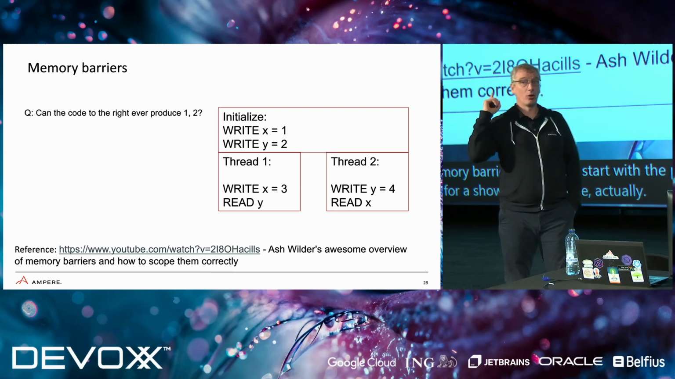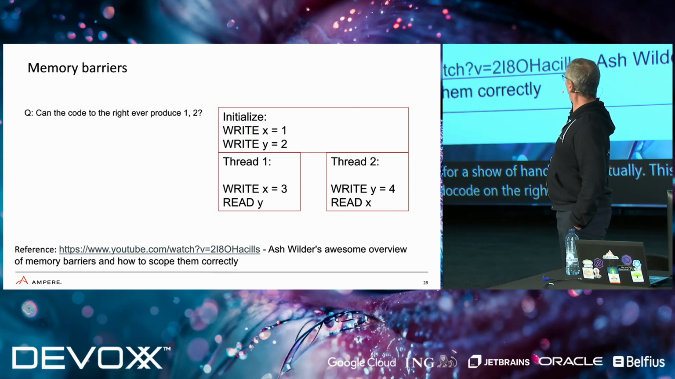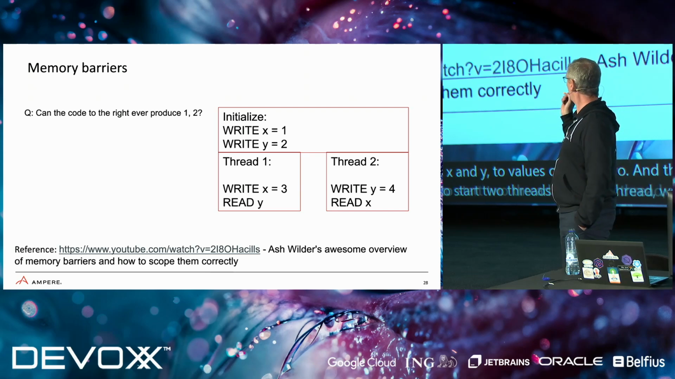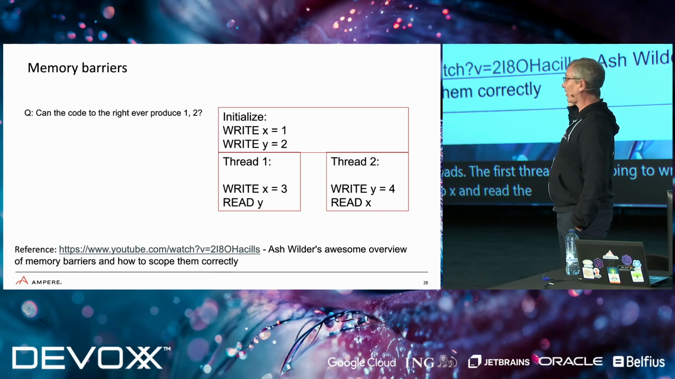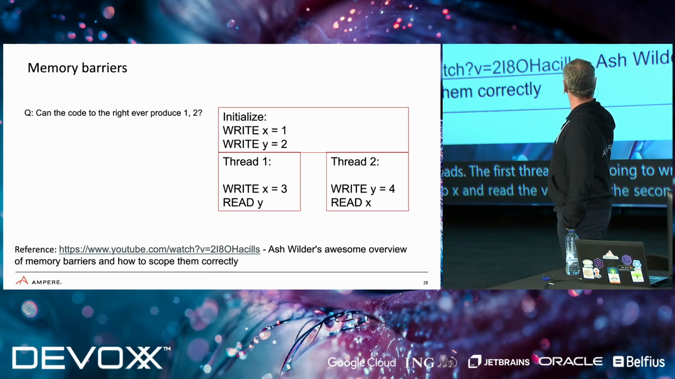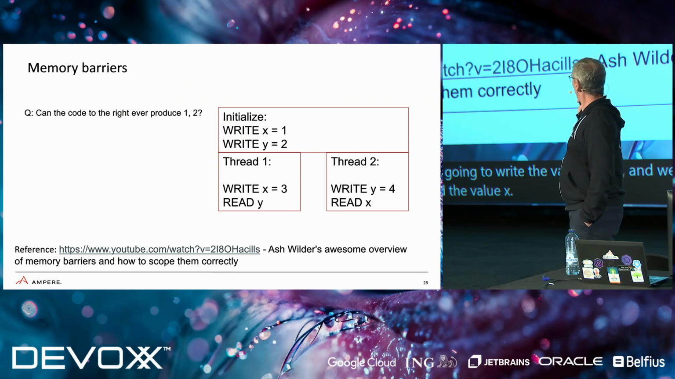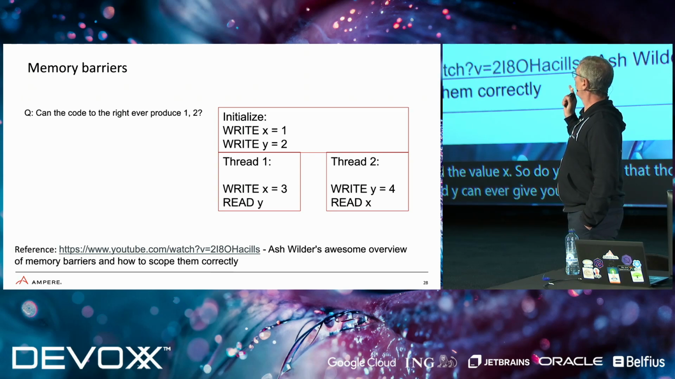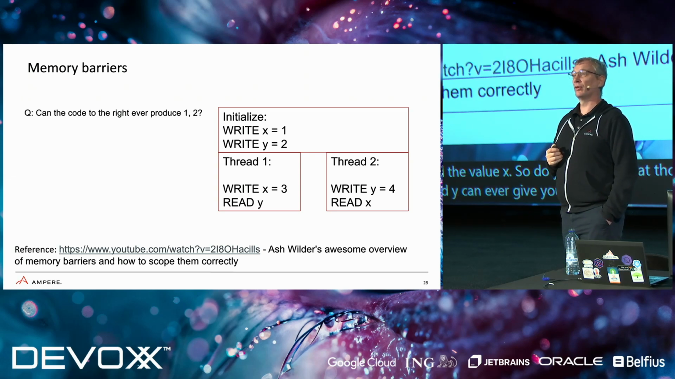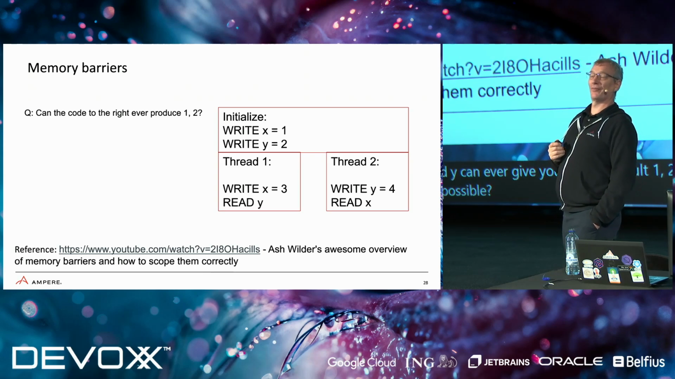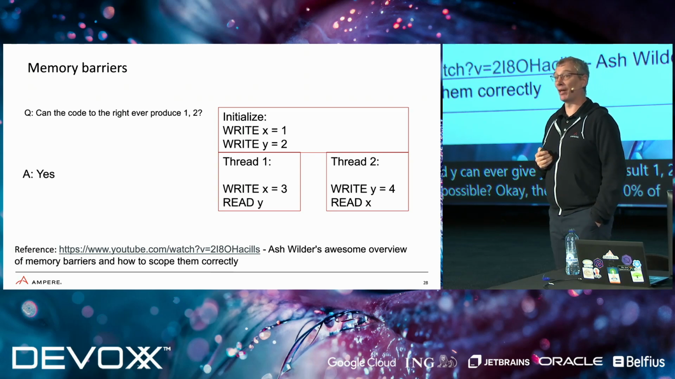This code, kind of pseudocode on the right: we're going to initialize 2 registers, X and Y, to values 1 and 2, and then we're going to start 2 threads. In the first thread, we're going to write the value 3 to X and read the value Y. In the second thread, we're going to write the value 4 to Y, and read the value X. So do you think that those reads of X and Y can ever give you the result 1, 2? Who thinks that's possible? Okay, there's about 10% of you that think yes, that is possible.